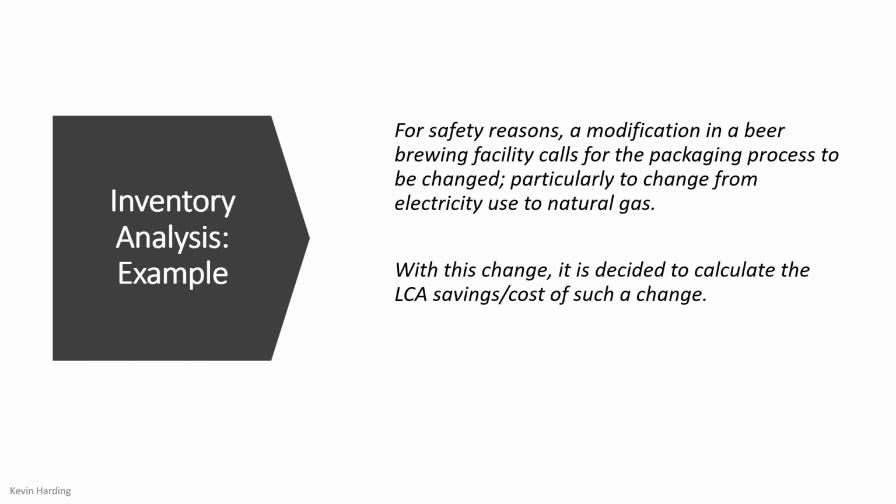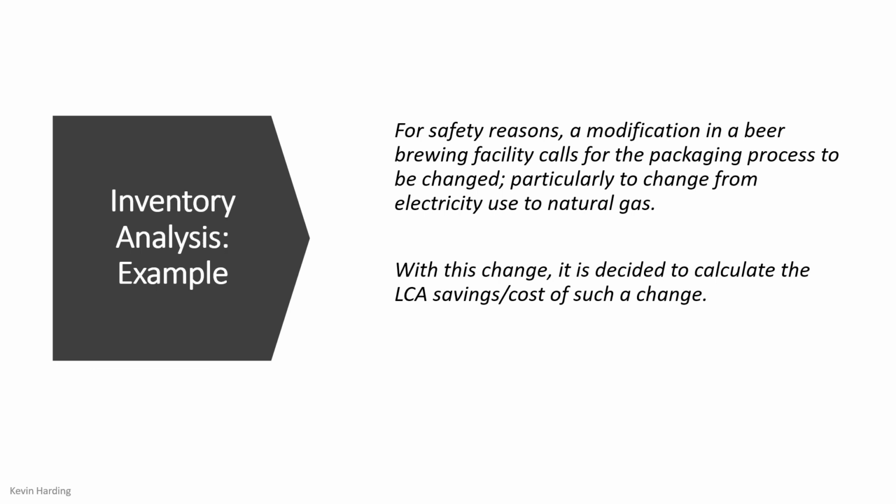For safety reasons, a modification in a beer brewing facility is going to be made to the packaging process. Only the packaging process is going to be changed, and that packaging is going to now use natural gas instead of electricity. So we're only looking at the packaging part of this, not the entire process. With that, there's been a request to look at the LCA. What is the change in the LCA scores if we did that?